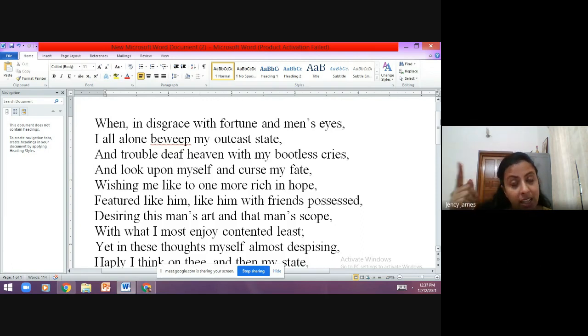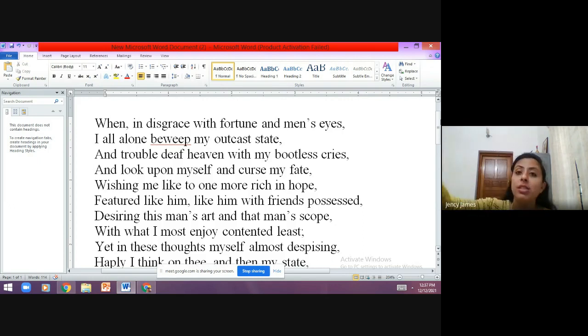He doesn't want to be like himself. He wants to be some other person. He wants to be as rich as him. He wants to be as handsome as that person. He wants to be as social as another person who's all surrounded by friends. He wants to be another artistic person who has artistic skills and that man's scope.